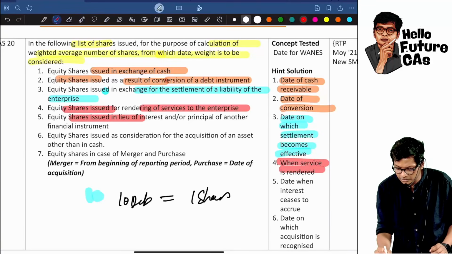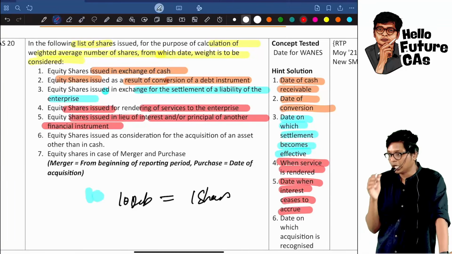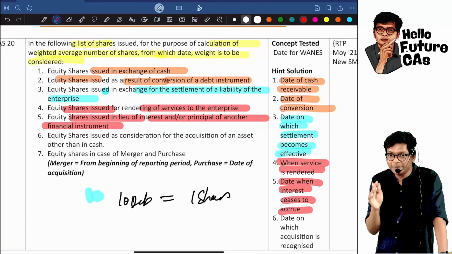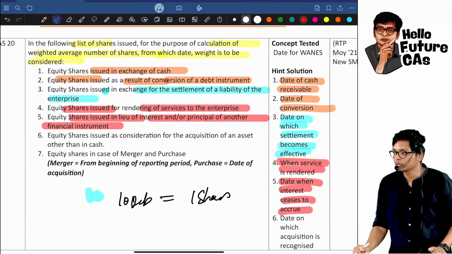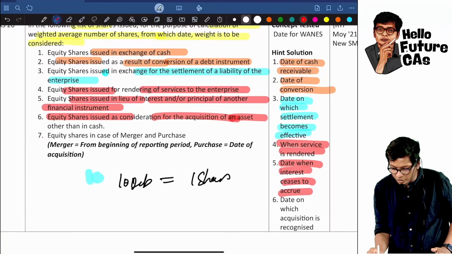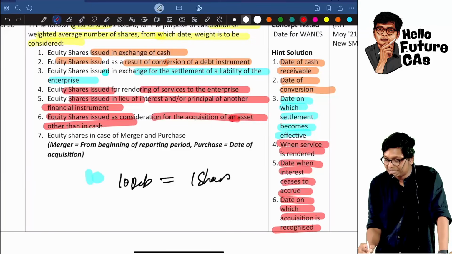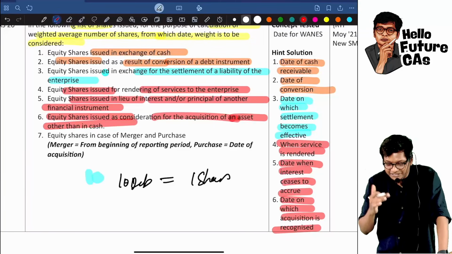Equity shares in lieu of interest or principal of another financial instrument. He is saying when the interest ceases to accrue. Until interest is payable, it's debt. After that, it becomes equity. Equity shares as consideration for acquisition of an asset other than cash: the date on which the acquisition is recognized, when you pass the purchase entry.